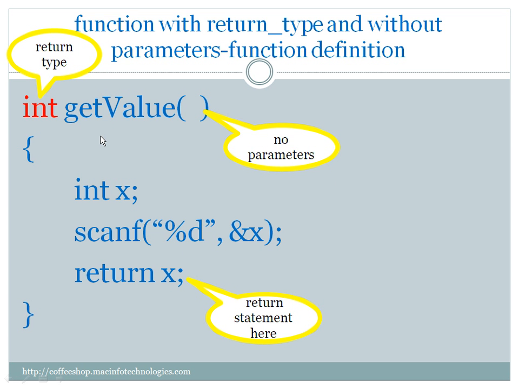It will return whatever value is entered from the keyboard to the calling function. The calling function can be the main function or any other function. We will call it from the main function. You can see the return statement is important here. Whenever you have an integer return type, you have to return an int. Here x is an integer, so we return it.